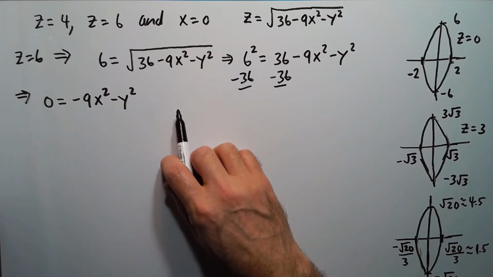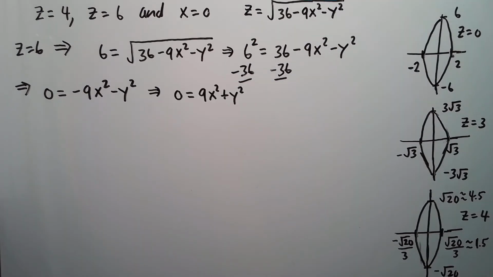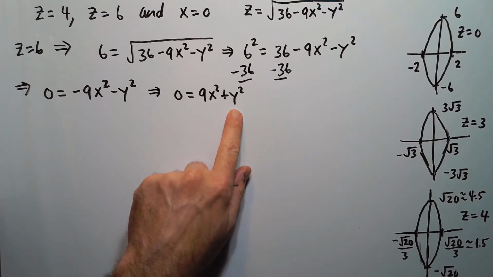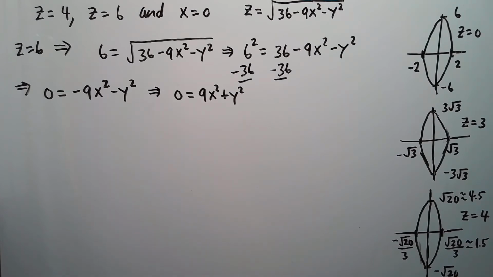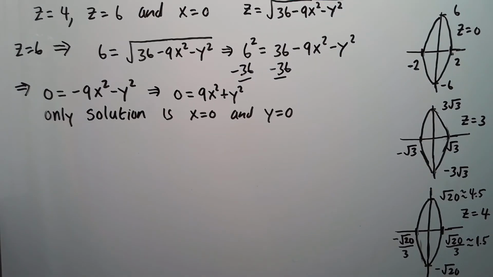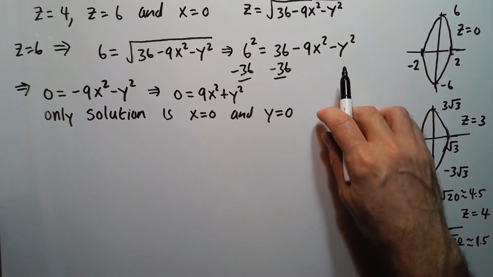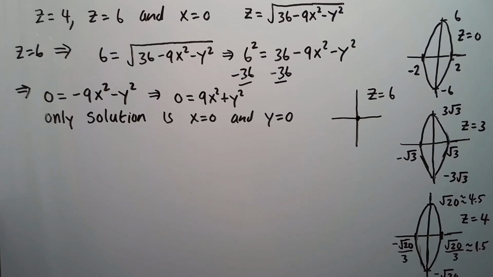So we'll have then 0 equals negative 9x squared minus y squared. We can multiply everything by minus 1. Let's do that. Multiply both sides by minus 1, just going to change all the signs. So we get then 0 equals 9x squared plus y squared. But x squared and y squared are positive, so the only solution to this is when x and y are both 0. Okay. So only solution x 0, y 0. So it'll just be a point at the origin. I'll graph it right here. So it'll just be a point here, that's when z equals 6.